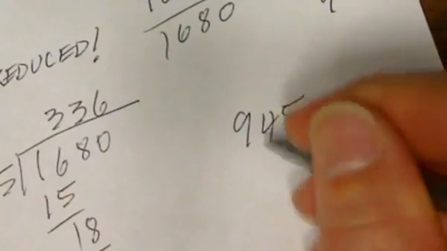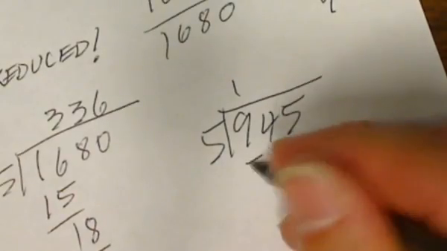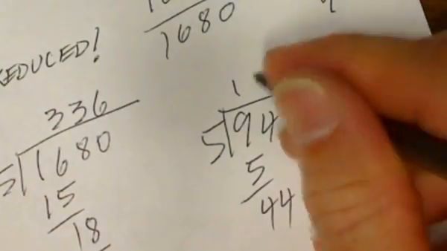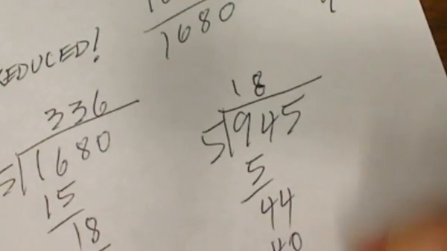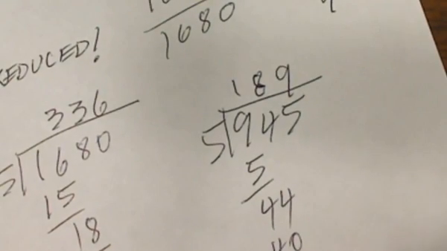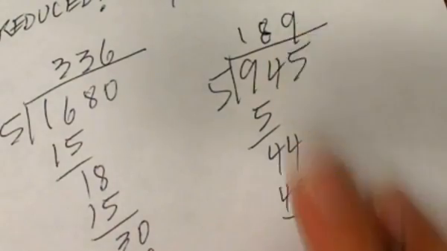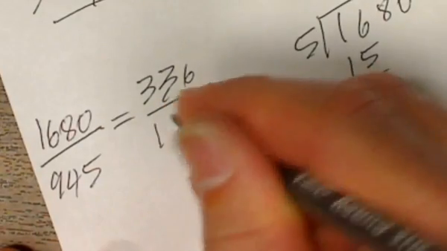Okay, over here, 945 divided by 5. 5 into 9, 1. 5 here. Subtract, that's 4. Bring down the 4. 5 into 44, 8 times. 5 times 8 is 40. Subtract, that's 4. Bring down the 5. 5 into 45 goes 9 times evenly. I'm doing this quickly. I've had lots of practice. I got 189 this time. So my fraction is now 336 over 189.